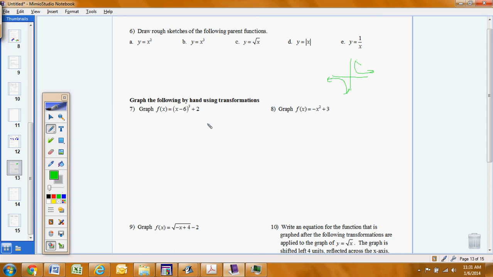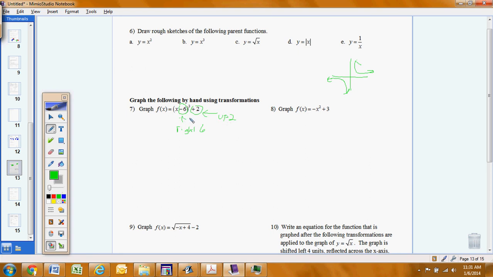And then you do transformations with those functions. So just to remember, if you put a number on the inside, it shifts it to the opposite of what that is. So this means go right 6. And this means go up 2, if you remember that. So I just take the parent function. So I always do the opposite of the inside.